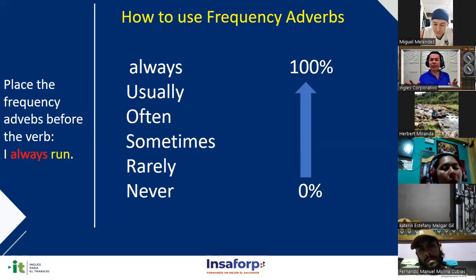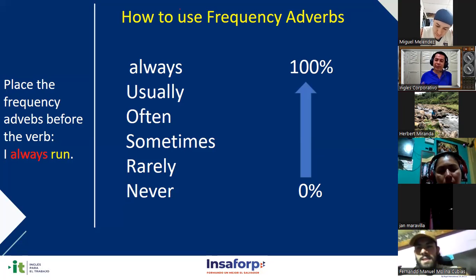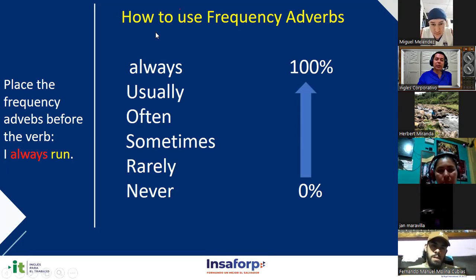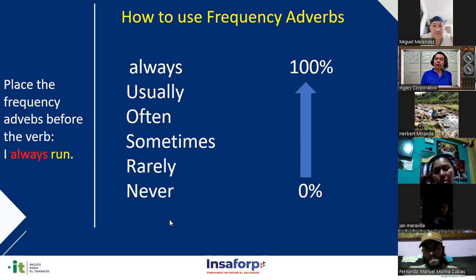So usually it's like 90%, como 80%. No exactamente, pero es para tener una idea, ¿verdad? Often es frecuentemente también. Sometimes es algunas veces, como un 40%, calculo yo, 35, 30. Rarely es raramente, que sería un 10%, o 5%. Y never is 0%. For example, I never eat pacayas. Nunca como pacayas. I never, right?